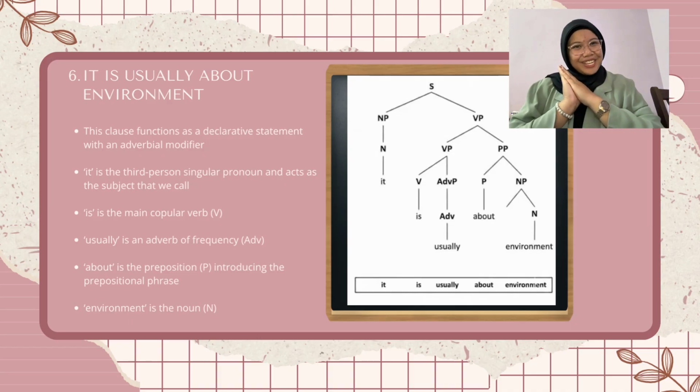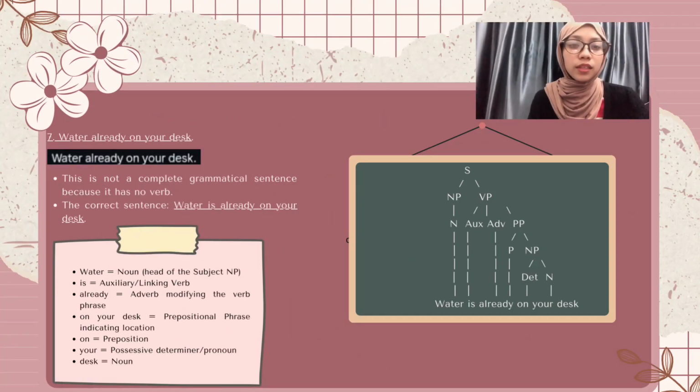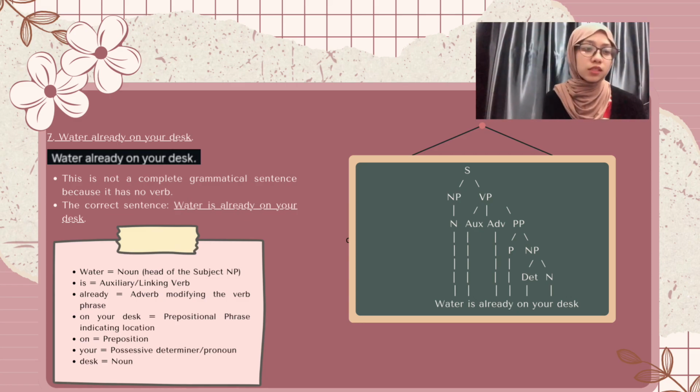So that's all from me. I will explain the next sentence, which is "water already on your desk". This sentence is actually grammatically incorrect because it doesn't have the linking verb "is". So the correct sentence is "water is already on your desk". So I will explain the sentence first. What is the sentence? So, water is already on your desk.